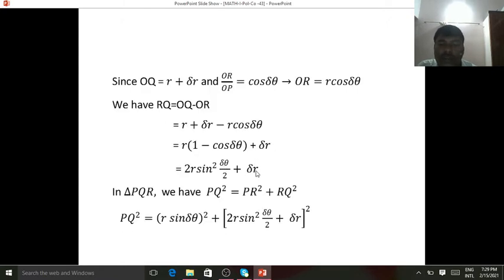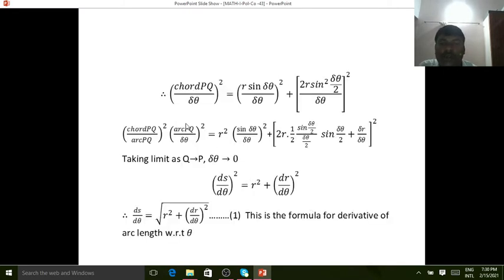plus this delta r. In the triangle PQR, we have PQ square is equal to PR square plus RQ square. So PQ square is equal to PR, which is r sin delta theta, whole square, plus RQ, which is 2r sin square delta theta by 2 plus delta r, whole square. Therefore (chord PQ by delta theta) whole square is equal to (r sin delta theta by delta theta) whole square plus (2r sin square delta theta by 2 by delta theta) whole square.